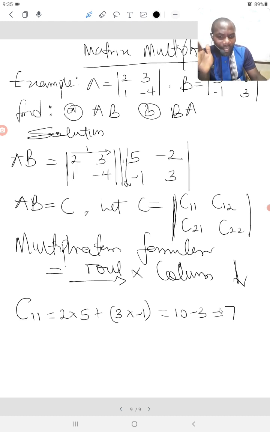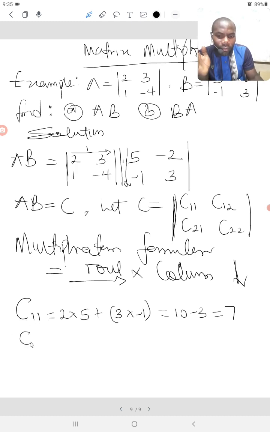Let's do it again for you to get it. 2 times 5 making 10. 3 times minus 1 making minus 3. So you add them together to get C row 1 column 1. You are using the row 1 column 1 as the formula.